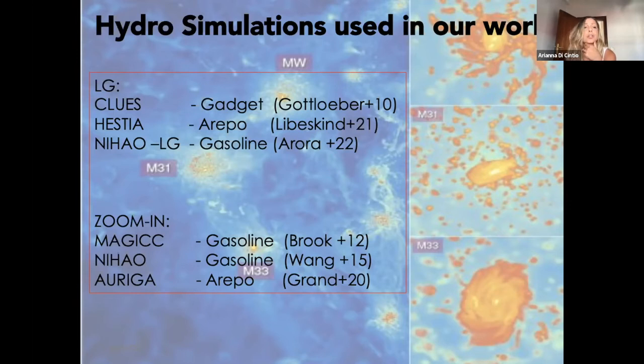The STIA simulations are much newer. They were run with the code RAMSES. And finally, NIHAO Local Group are simply CLUES simulations rerun with the NIHAO feedback. I think the paper just came out this year. And for the zoom-in simulations, we use NIHAO-MAGIC, NIHAO, and Auriga. So you can see there is a variety of codes that we're using for our studies.